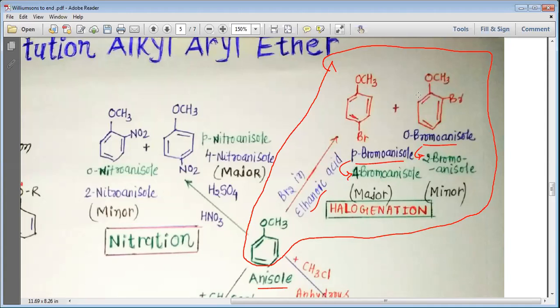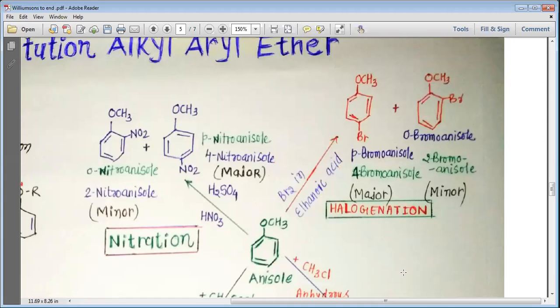We know that in the ortho position there will be steric hindrance, and due to the steric hindrance, the ortho product is less, which is the minor product, but the para product is the major product. This is the halogenation of anisole.